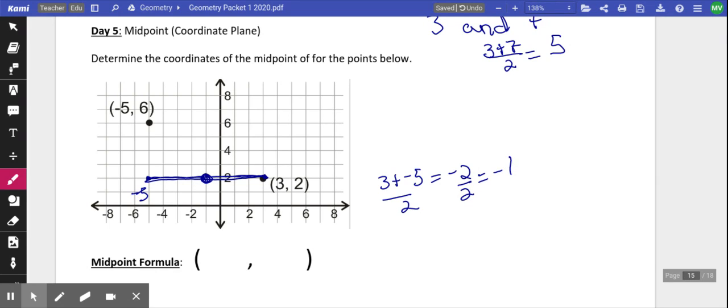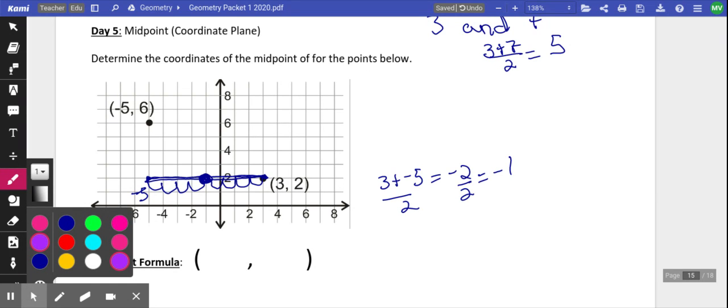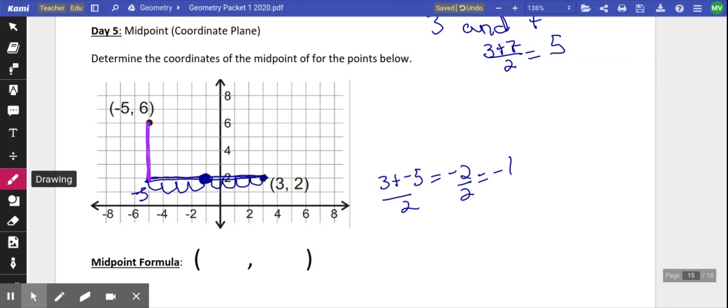And if we count, if we go 1, 2, 3, 4 this way, and 1, 2, 3, 4 that way, that is in the middle. And that's our middle point horizontally. Now we need to do the same thing vertically. So I'm going to draw this line. And here we want to find the middle between 6 and 2. So I'm going to do 6 plus 2 over 2, because that's how I find the middle point. That gives me 8 over 2, which is 4. So our midpoint for this one is where these cross, which is negative 1, 4.